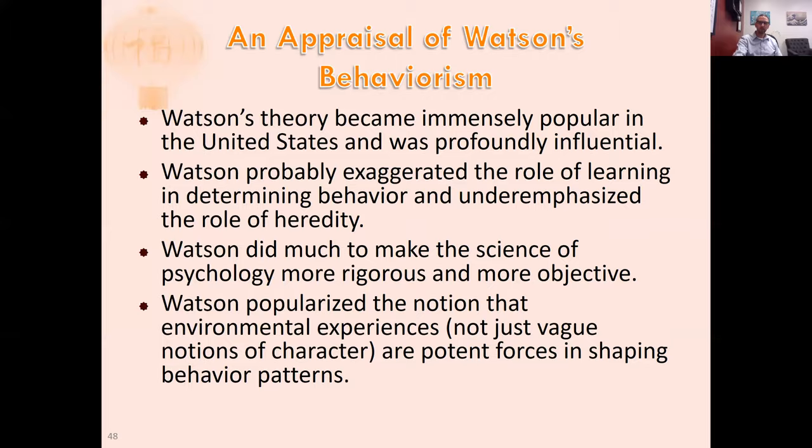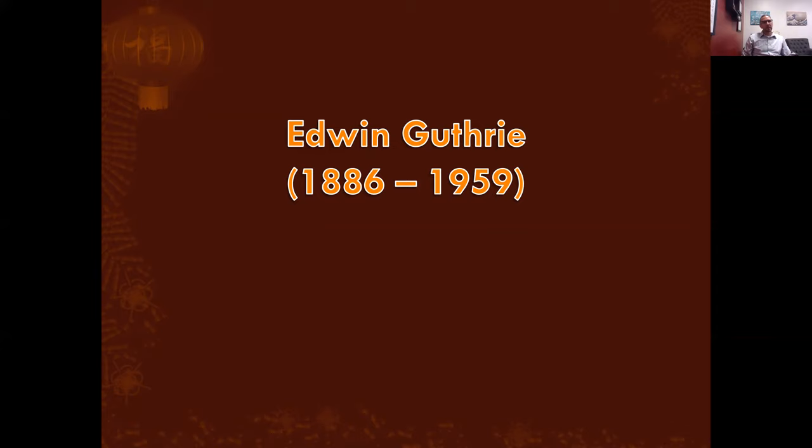Okay, now I'm going to shift gears to another figure. Edwin Guthrie is not as famous as John Watson or obviously Ivan Pavlov. The book talks about his theory, and I find it really interesting because it does illustrate some interesting applications. But just be aware that this theory isn't as mainstream as the overall Pavlovian classical conditioning.